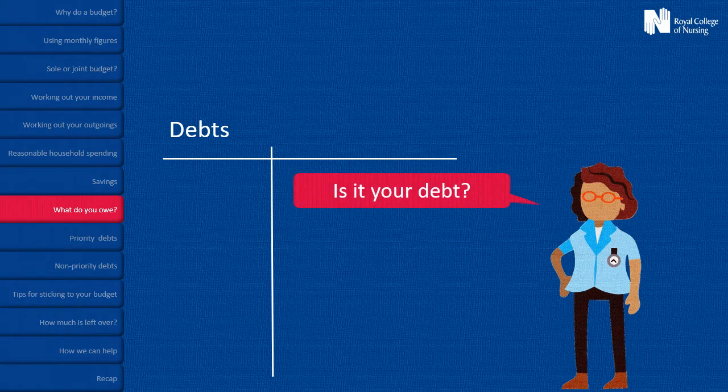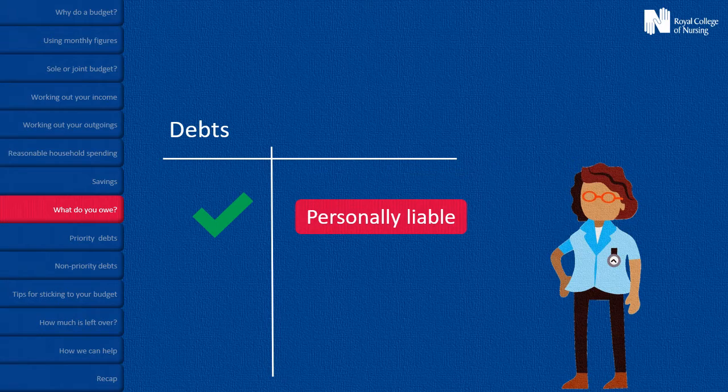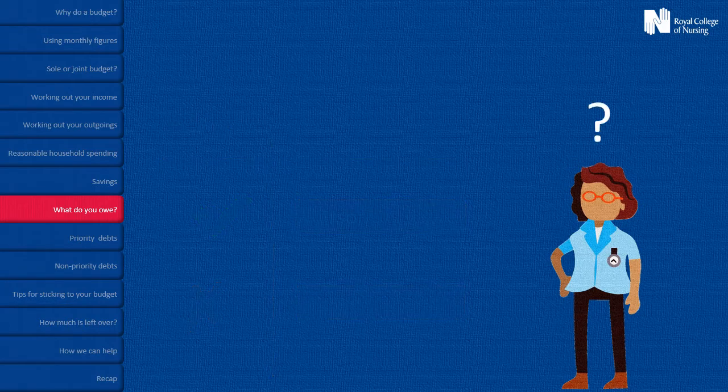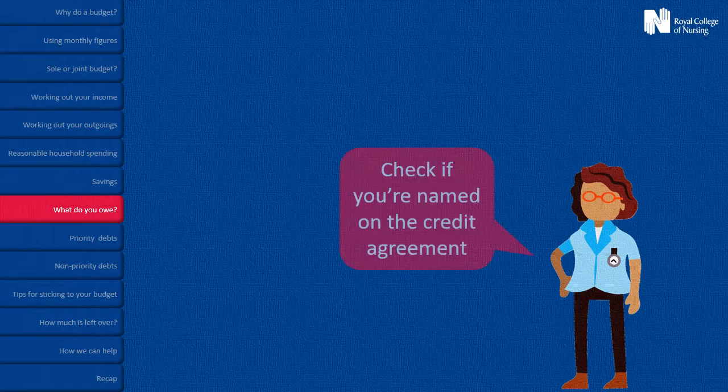Is it your debt? Only pay towards debts that you are personally liable for. Paying money to other people's debts usually makes your situation harder to deal with. If you are not sure who is liable for a debt, such as a credit card, loan, or bank account, check whether you are named on the agreement for credit.